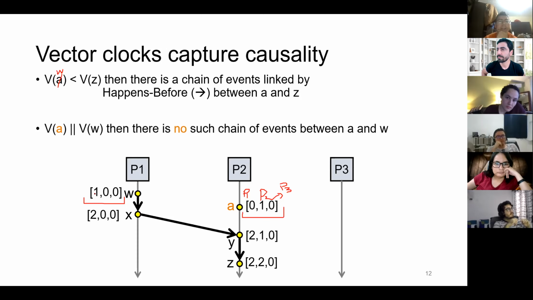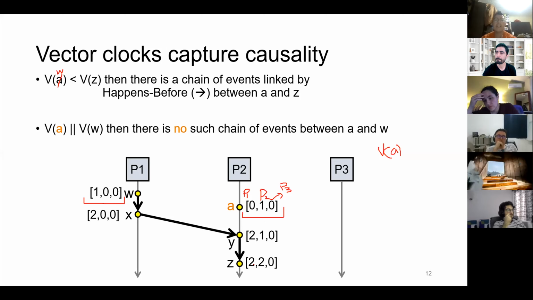Go ahead, Pedro. The causality can be in both ways. For example, if there is a chain linking two events, then we can say that vector A is smaller than vector C. I don't see event C here. What I'm saying is, you don't know if vector A is smaller than vector C. You mean Z, this one? Yeah, Z. Okay, so this is smaller than this.